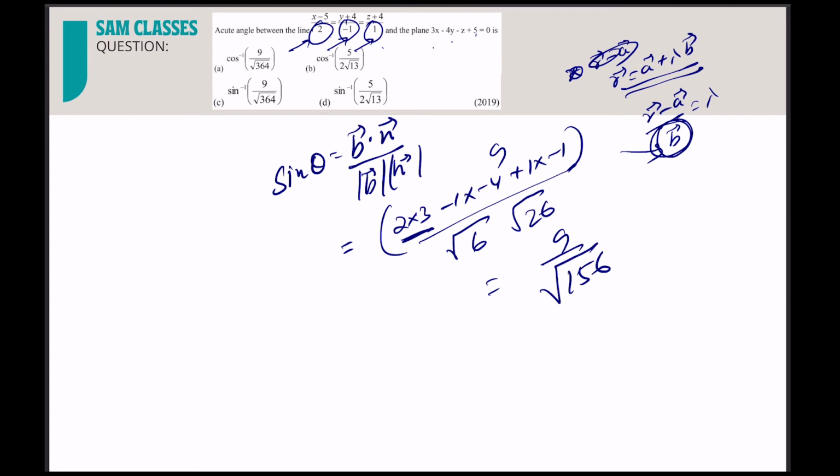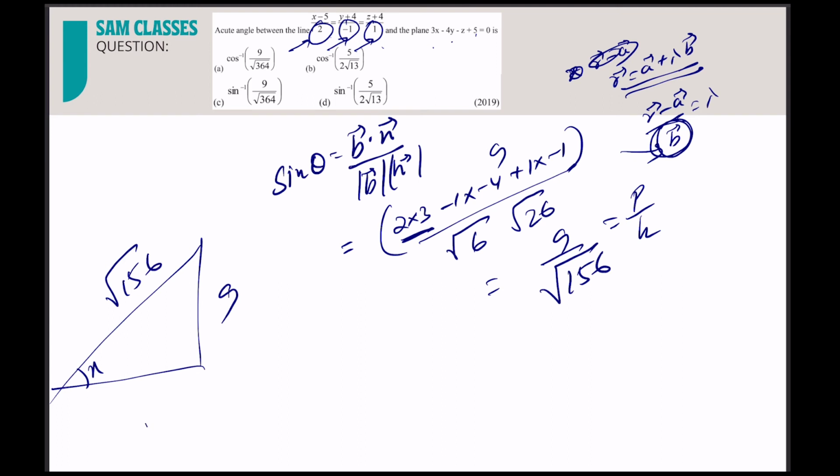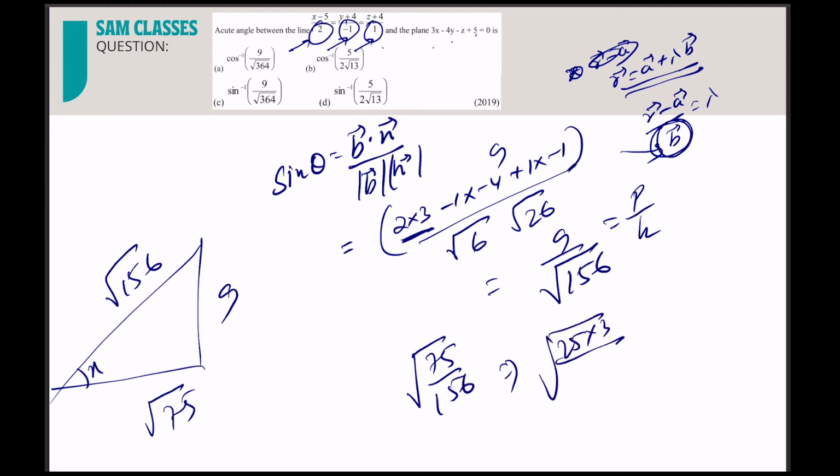What they've done is check the cos of that. Make a triangle. We got the sine, but I think they have taken the cos. Sine means perpendicular by hypotenuse. So this is 9 by root 156, so the other side will be root 75, correct? So cos will be root 75 by root 156. If we solve it, you'll get 25 into 3 by 6 into 26. 5 will come out from here, and from here 2 will come out, root 13.